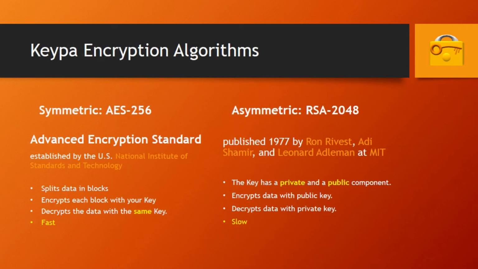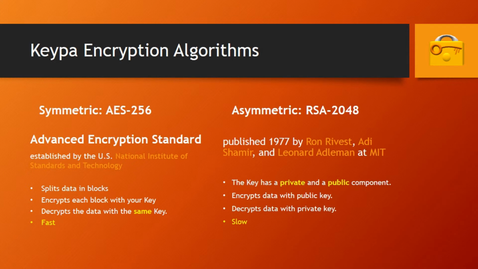Okay, let us compare the two algorithms we have seen before. The first one is the AES 256. It was established by the US NIST. 256 is the bit length, and that bit length is commonly considered as secure in our days. It is an algorithm that uses the same key for encryption and decryption. That's why it's called a symmetric algorithm, and it's fast.